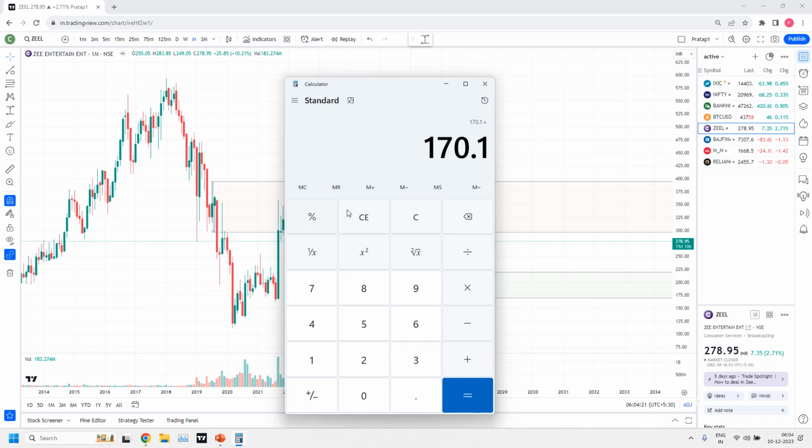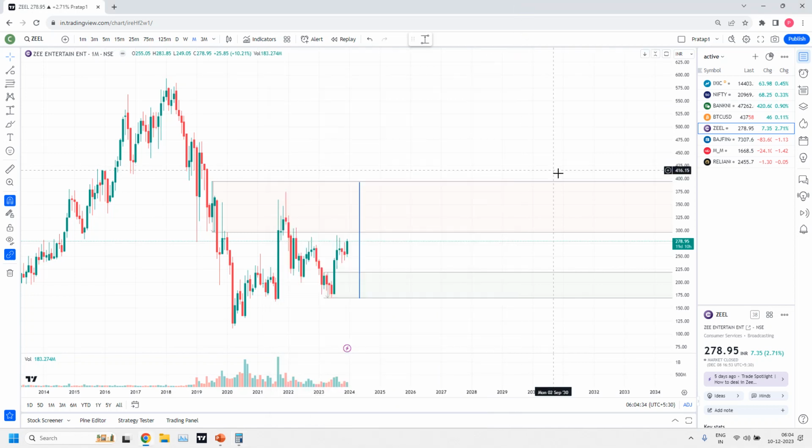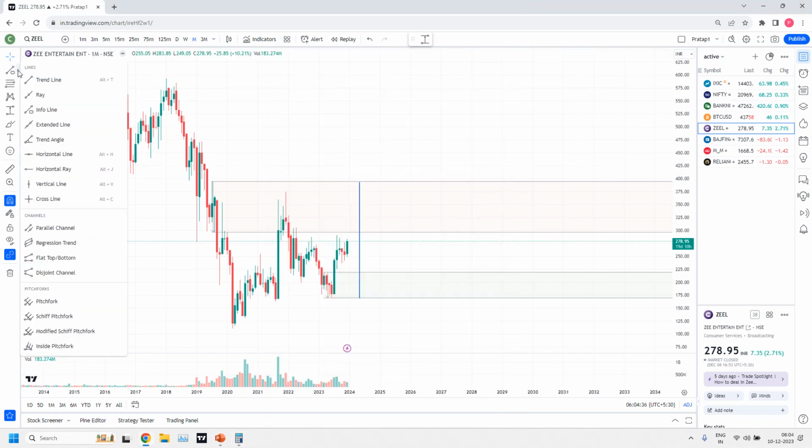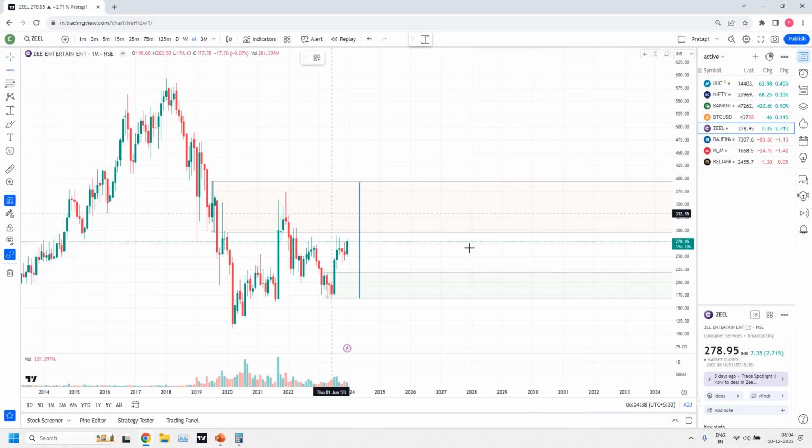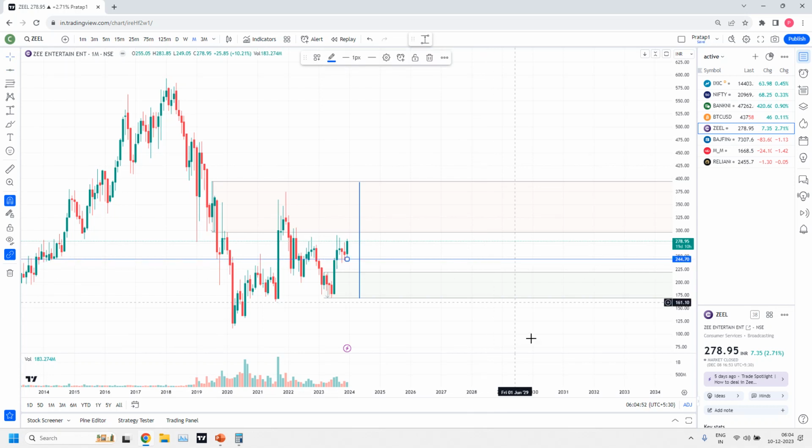So what is each part value? From the memory, let me release, that is 74.3. So 170.1 plus 74.3, what is the value? 244.443. So we can say approximately 244. Let me draw a horizontal line at 244. Okay, it's coming 244.70 approximately.